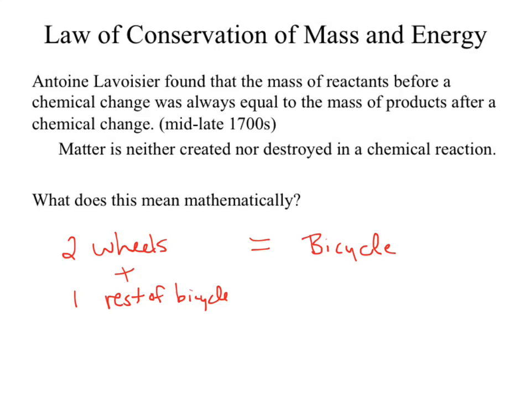How many bicycles can I make? Still only 1. Okay. What happened to the other 2 wheels? Exactly right. I put them off to the side. So if I was going to look at this reaction, I wouldn't say just 1 bicycle. I'd say 1 bicycle plus 2 wheels.